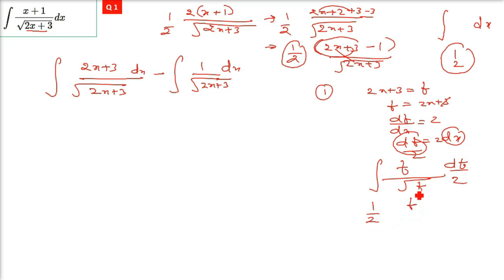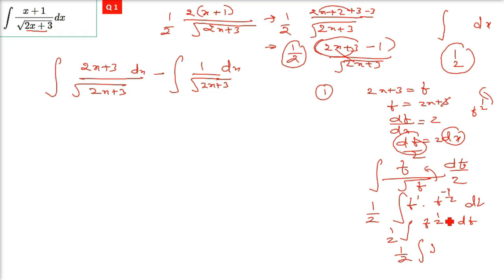Half comes in front, from dt by 2. Under root t is actually t raised half, so this goes up. So we have t multiplied by t raised minus half, where 1 and minus half get added. 1 minus half is half only. So the integration of t raised half is there. Now we are integrating this t raised half.